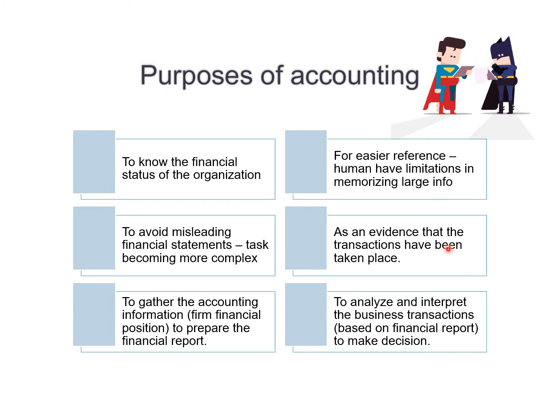Okay. And then, as evidence that transaction has taken place. Sebagai bukti yang transaction tu pernah berlaku jualan, pernah berlaku pembelian, sales and purchases, dan kita ada record untuk proof that okay, the transaction has happened. And the last one adalah to interpret as to analyze and interpret the business transaction, which is based on the financial reports to make decision. So ada 6 main purposes of how or why we do accounting.